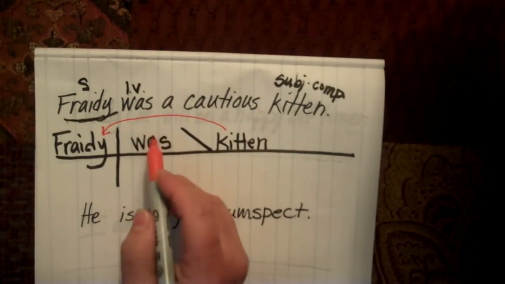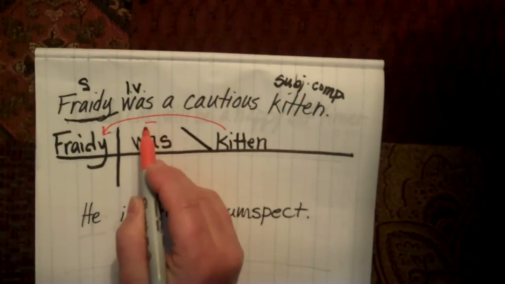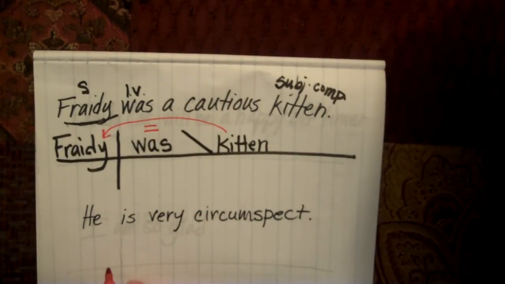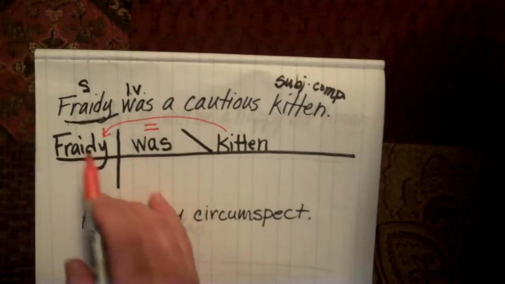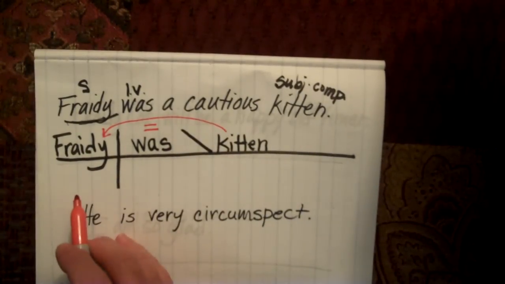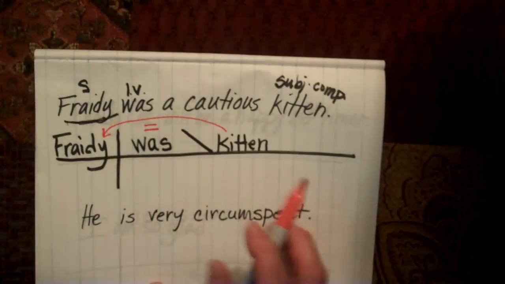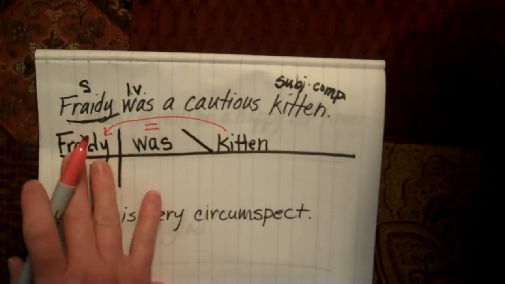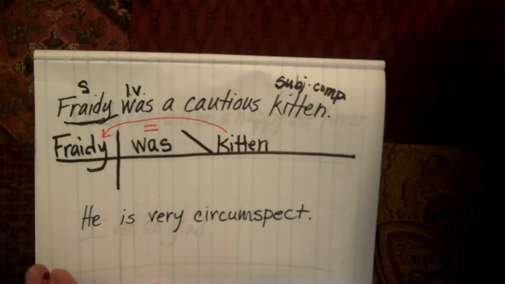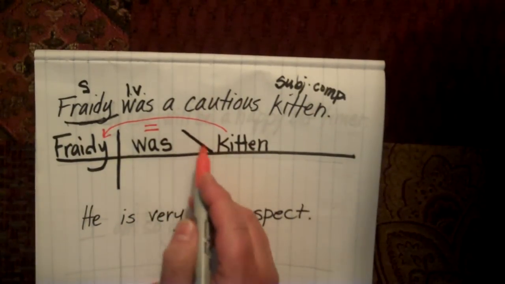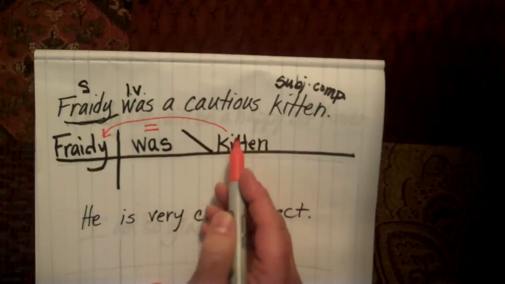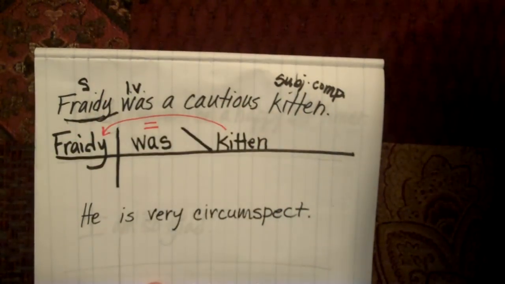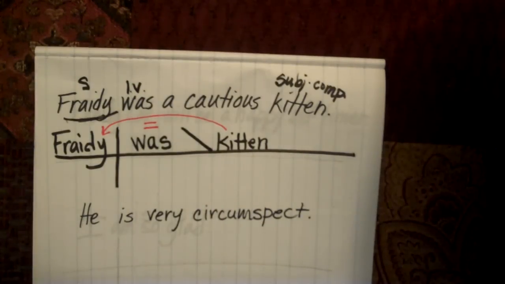And to be honest, the linking verb is like an equal sign. They're equal to each other. This is equal to this. And you can switch them around. Kitten was Fraidy. Fraidy was kitten. Kitten was Fraidy. They're equally balanced there. So this is a slanting line showing that it needs to get back over to the subject.